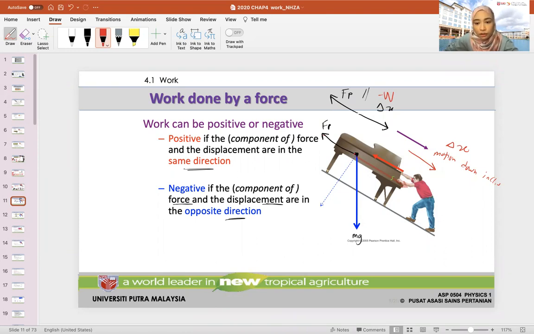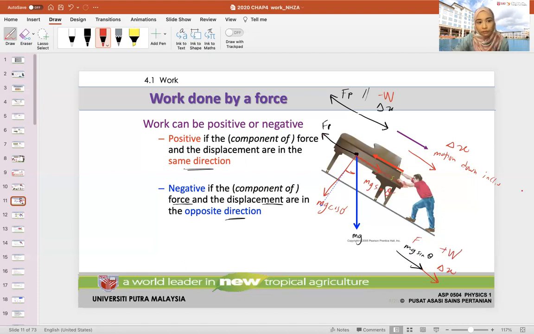So what about the gravitational force? I need to resolve the gravitational force. Okay, so I would have mg sine theta, and mg sine theta is going to be parallel to delta x. So if I redraw, this is mg sine theta, and your delta x is also this way because the piano is sliding down the incline. So this is your parallel component to the displacement, and this is your displacement. They are in the same direction, therefore your work done is positive.